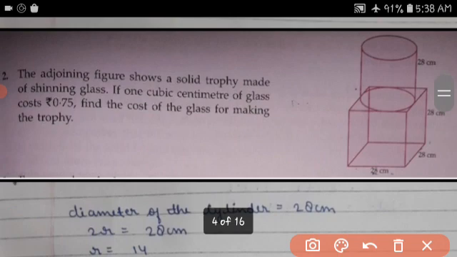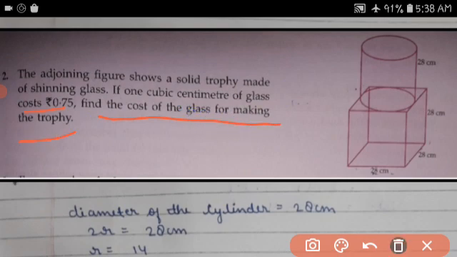Question number 2. The adjoining figure is a solid trophy made of shining glass. 1 cubic centimeter of glass costs rupees 0.75. Find the cost of glass for making the trophy.